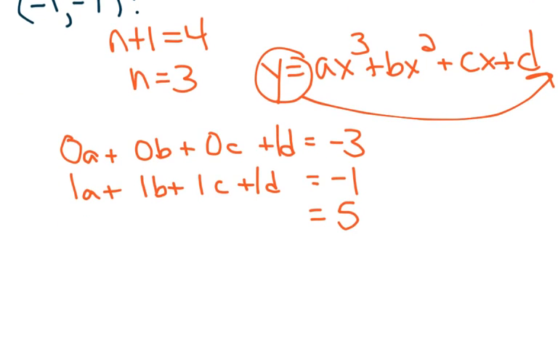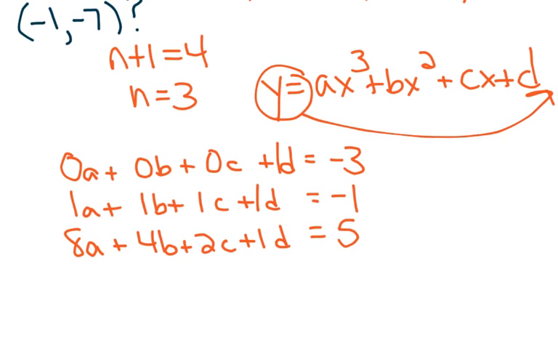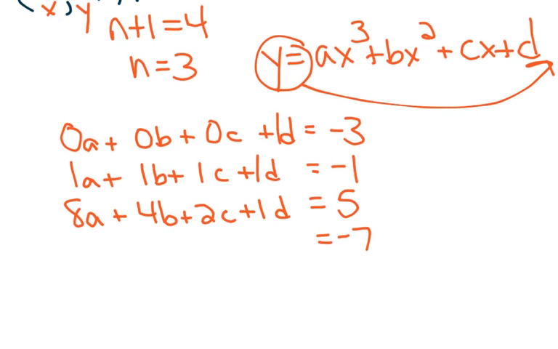Now I got to do a little bit of work because 2 to the third power is 8. 2 squared is 4. And then this is just 2c plus 1d is equal to 5. My last equation, I'm going to plug in a -1 everywhere I see an x, and y is -7. -1 cubed is -1. -1 squared is +1. And then c times -1 is -1, and then 1d is equal to -7.